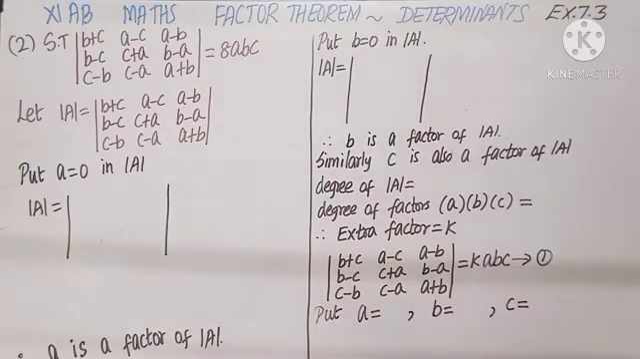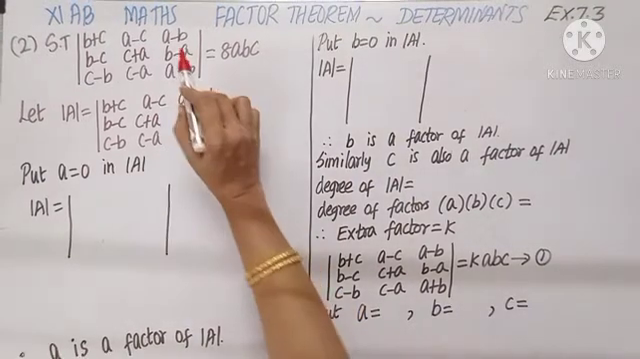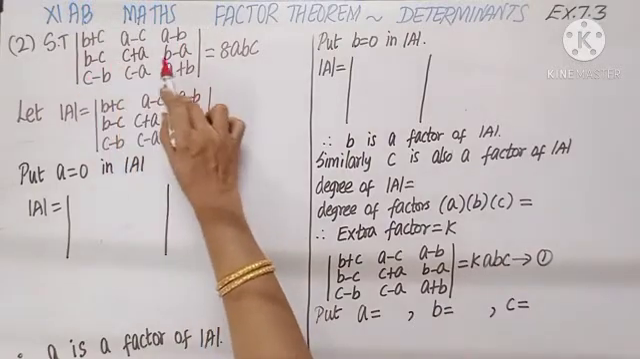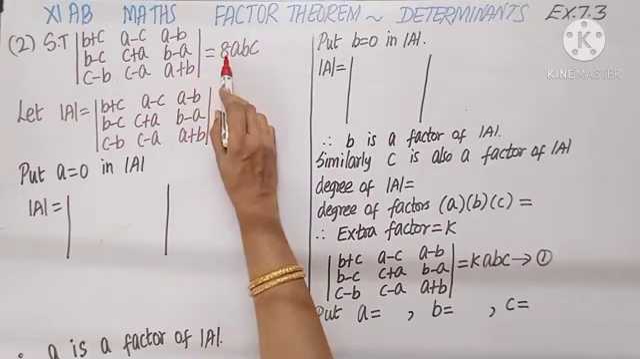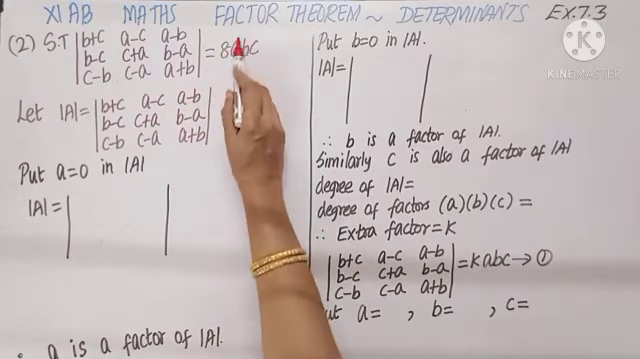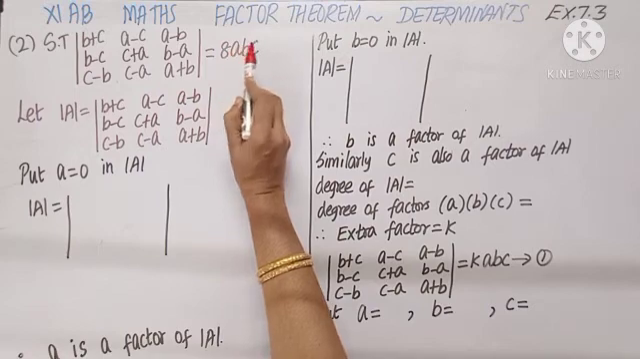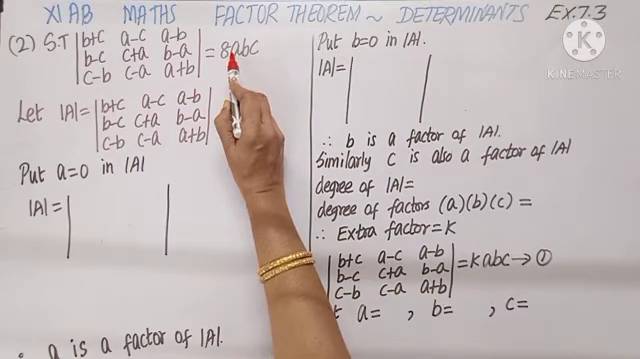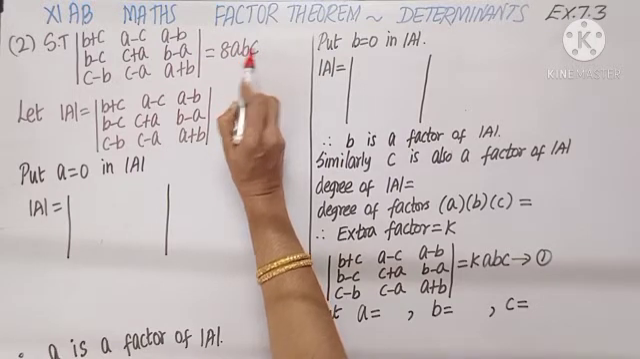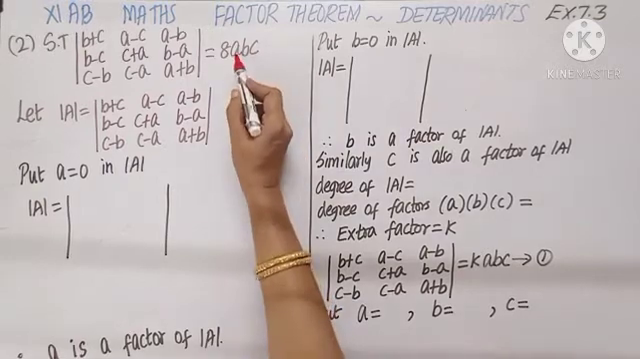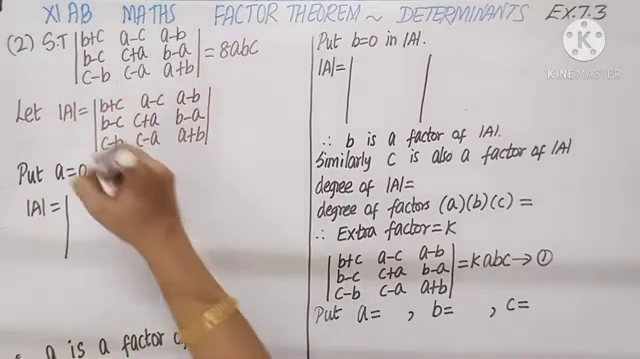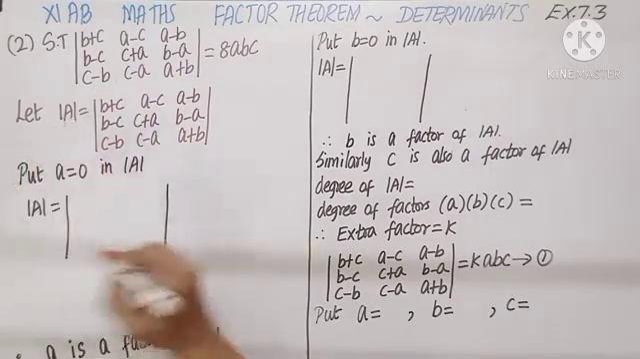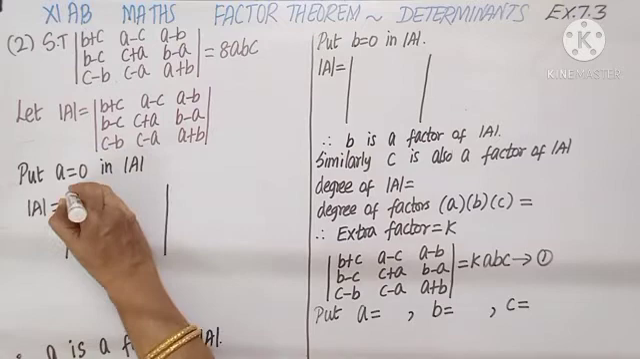Question number 2. Show that the determinant with rows b plus c, a minus c, a minus b; b minus c, c plus a, b minus a; c minus b, c minus a, a plus b equals 8abc. Again RHS are factors. A, I can write a minus 0. B, I can write b minus 0. C, I can write c minus 0. So wherever a comes, let us put 0 in the determinant, which is named as determinant A. B and C copy as it is.